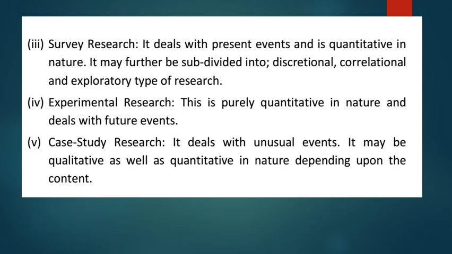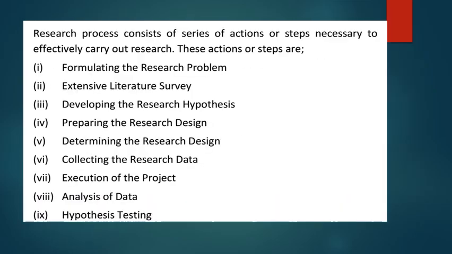On the basis of research methodology, a research process consists of these steps. The first one is formulating the research problem. You should have a researchable problem. Then an extensive literature survey, where you read about this problem or what other people write about it. Then developing the research hypothesis.